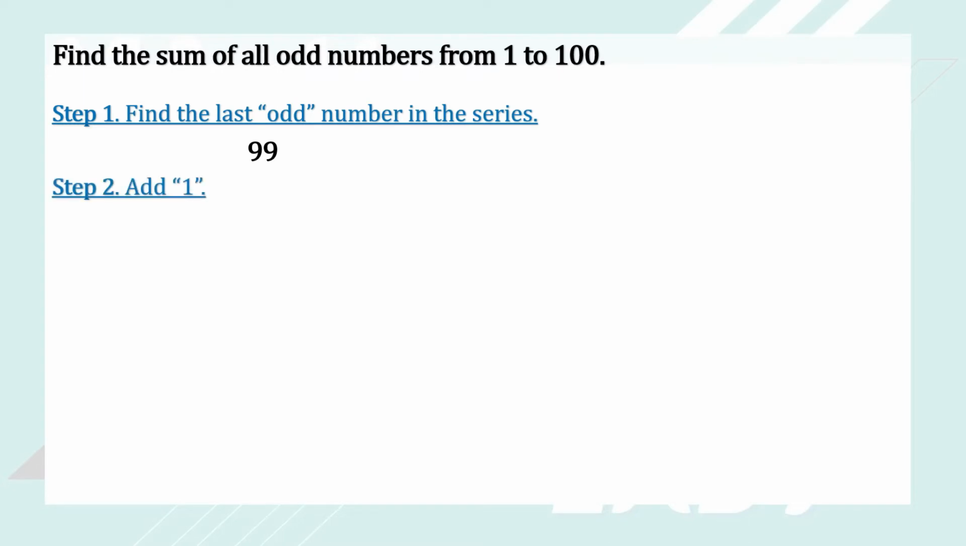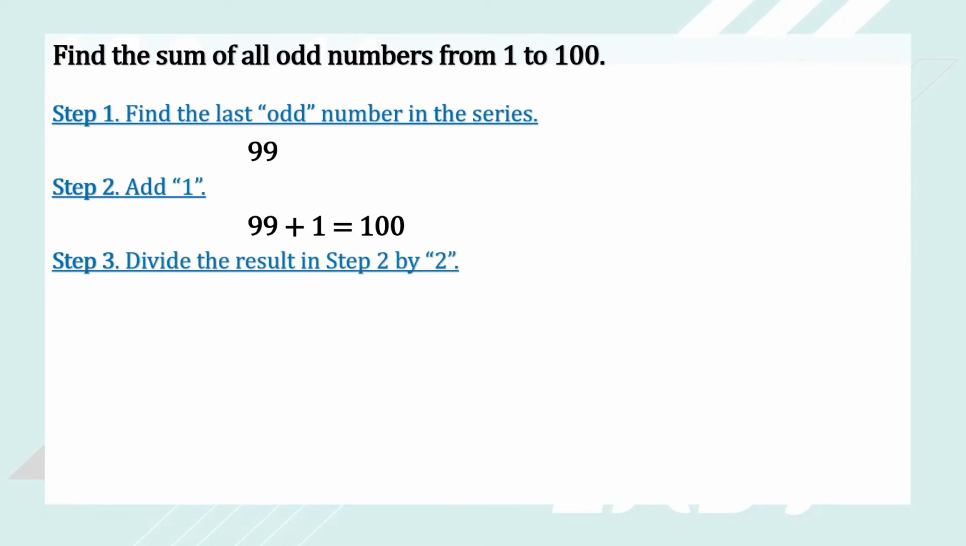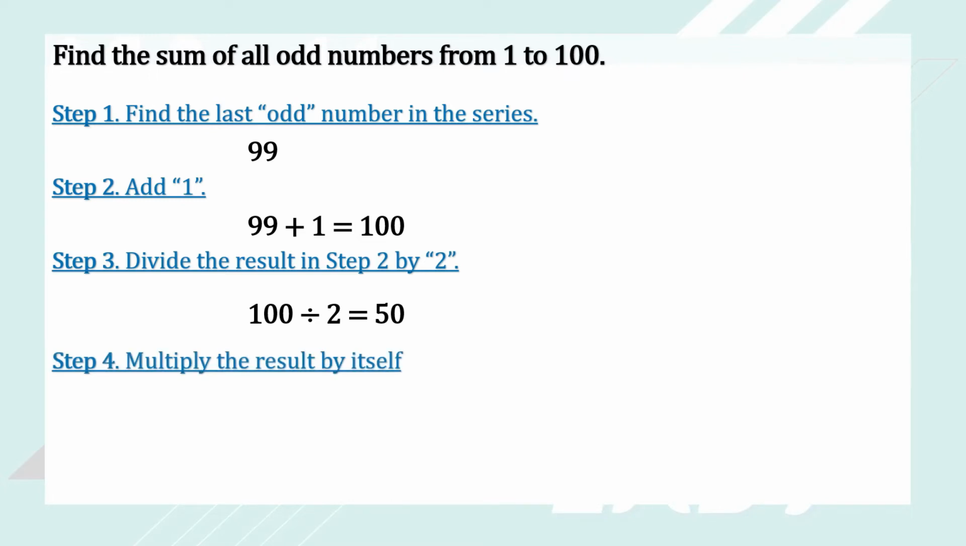Step 2 natin, add 1. So, 99 plus 1 is equal to 100. Step 3, divide the result in step 2 by 2. So, 100 divided by 2 is equal to 50. Step 4, multiply the result by itself. So, 50 multiplied by 50 is equal to 2,500. So, ang sum of all odd numbers from 1 to 100 is 2,500.